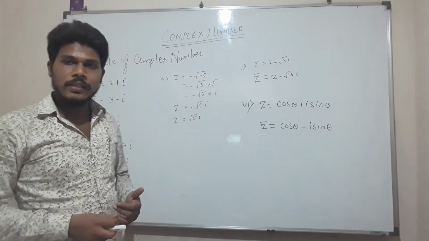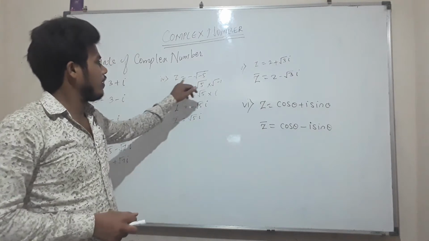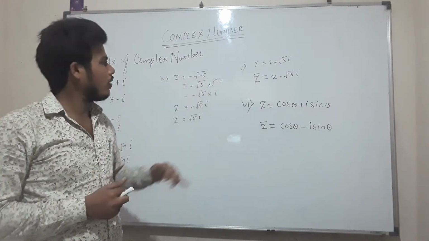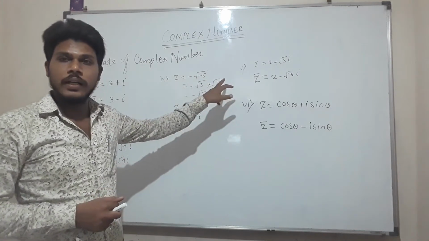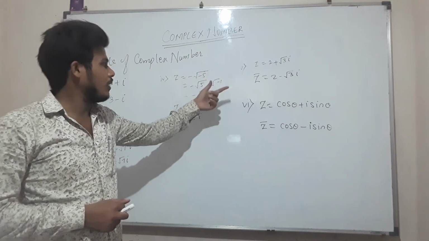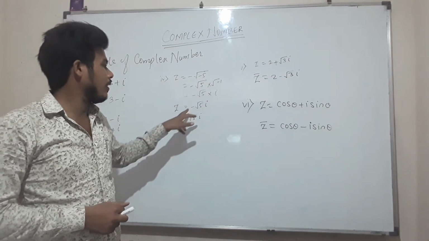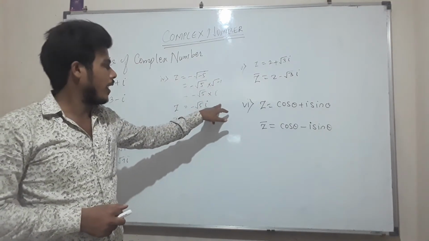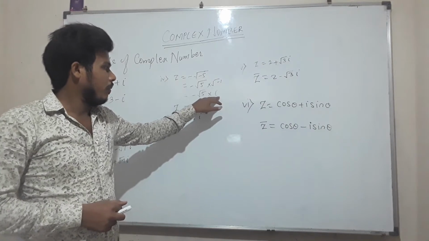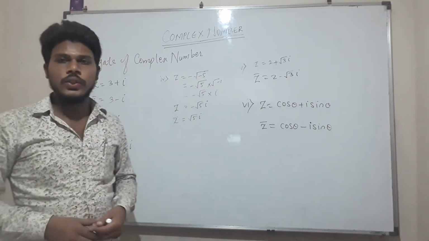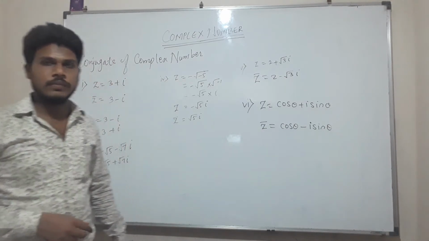If the complex number is in the form z is equal to minus of square root of minus 5, so we will take that square root of minus 1 separately and we will substitute square root of minus 1 is equal to i. Then we will change sign of that imaginary part. Okay, so this was conjugate of complex number.